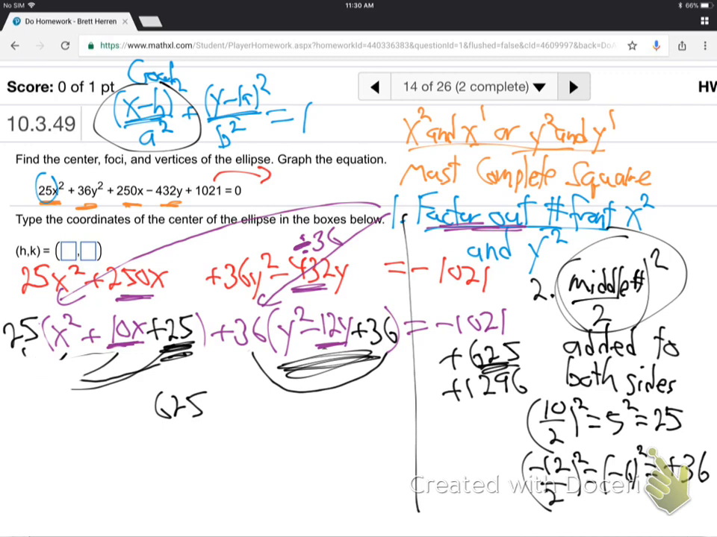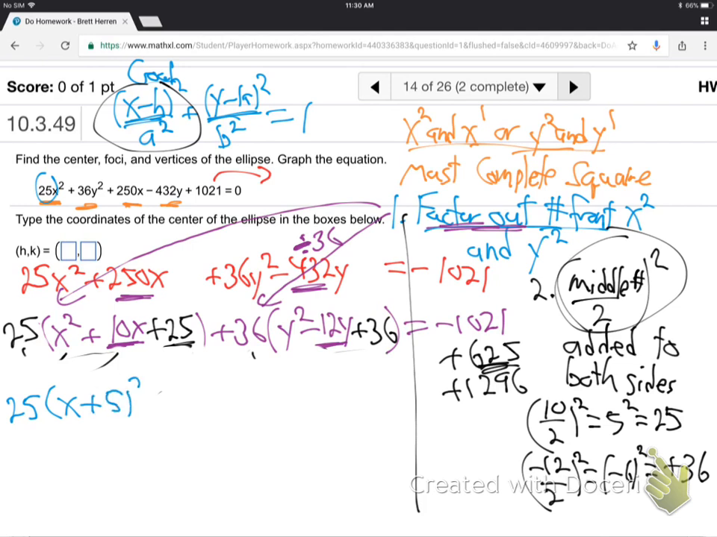Okay. So that's a tricky step. I know this is complex stuff. You could put one of these whole things on your 3x5 card. I mean, it's a lot of room, but it's one of the hardest things. All right, so let's see. So now we can factor. This is x plus 5 squared.